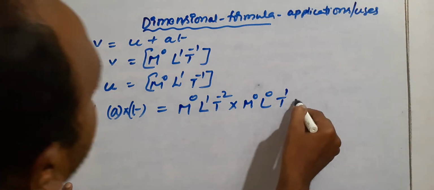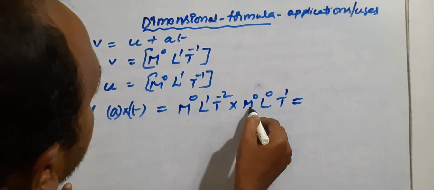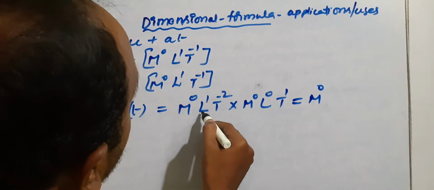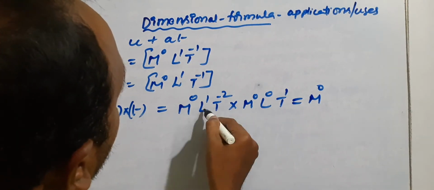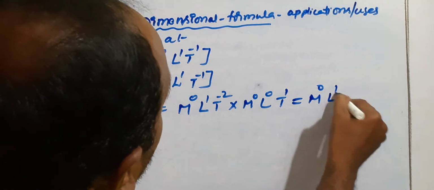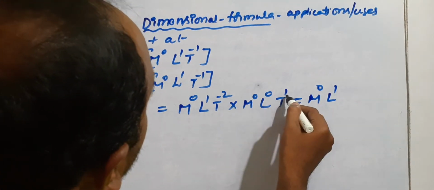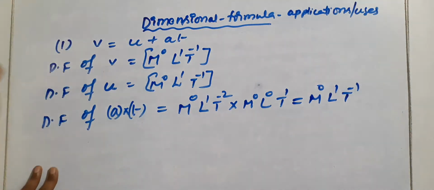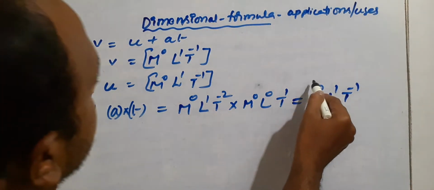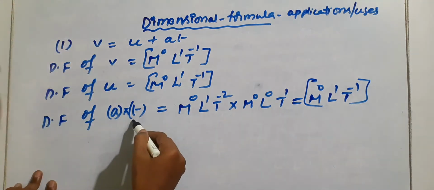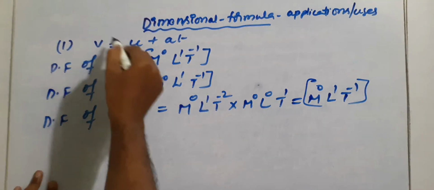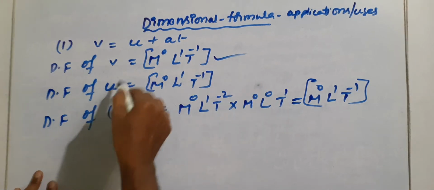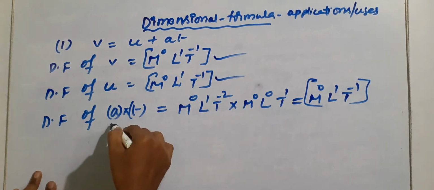Now simplifying these two, M power 0 into M power 0 is M power 0, and L power 1 into L power 0 is L power 1, T power minus 2 into T power plus 1 is T power minus 1. So now you can compare, students. This is the dimensional formula of at. The dimensional formula of v is on the left side of the equal sign, and this is on the right side.